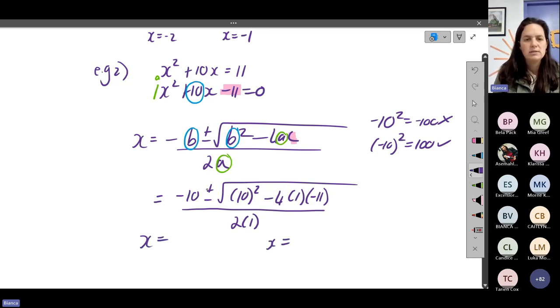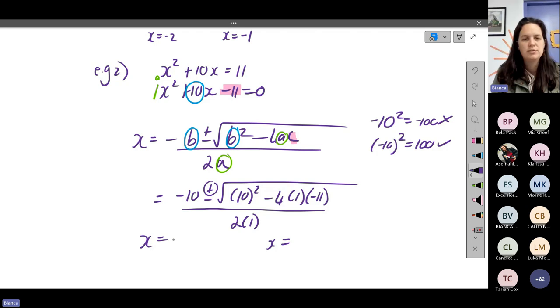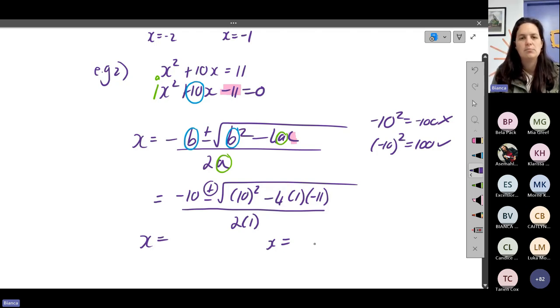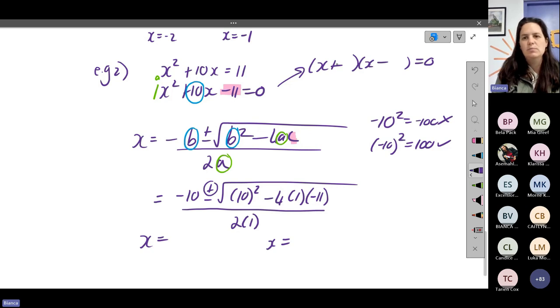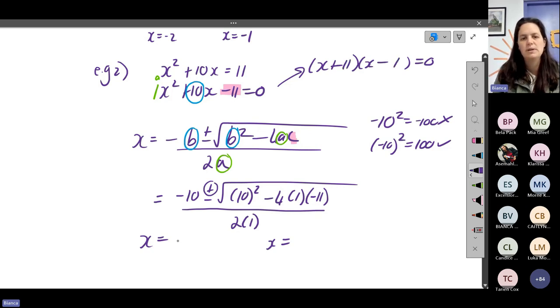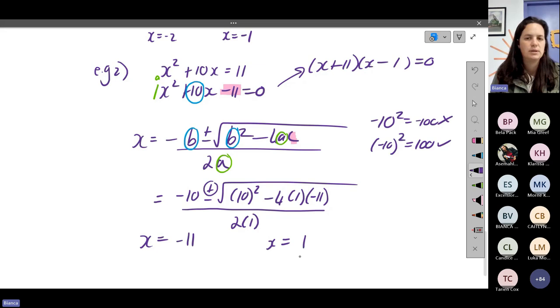You type it in once with a positive, you get your first solution, and then you type it in a second time with a negative. If I had to factorize it, it would be x plus, x minus, and it would be 11 and 1. So your solutions will be negative 11 and positive 1.